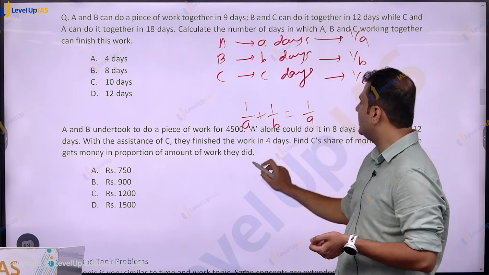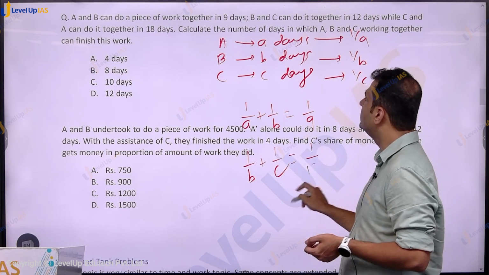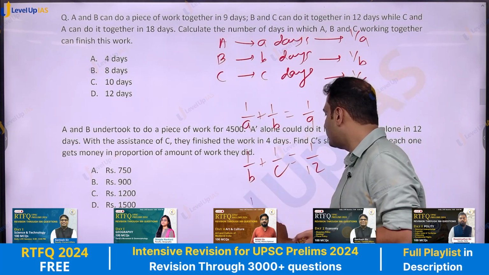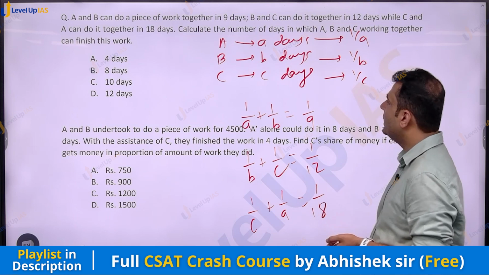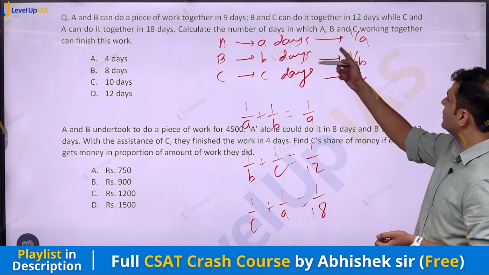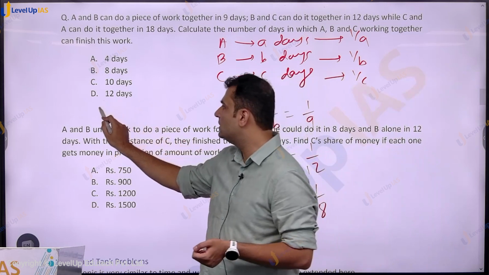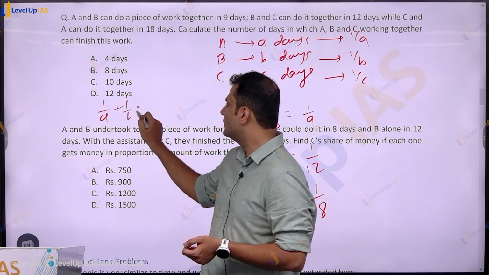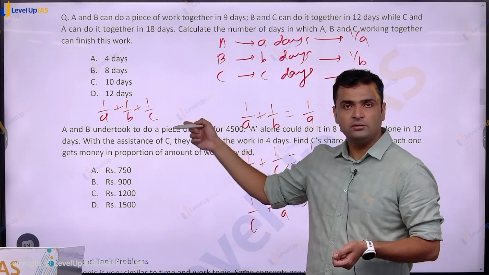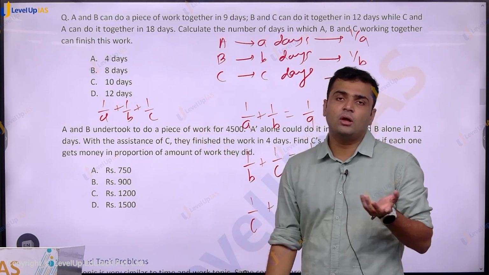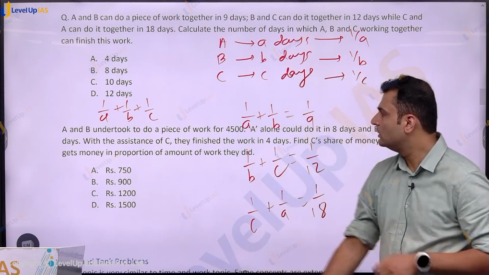B and C in 12 days, so 1 upon B plus 1 upon C is equal to 1 by 12. C and A in 18 days, so 1 upon C plus 1 upon A is equal to 1 upon 18. And what we want to find out? Calculate the number of days in which A, B, C working together can finish the work. So we want 1 by A plus 1 by B plus 1 by C. That much work they will do together in one day. Correct? If all three of them work together, this much work will be done in one day by them. So let us find out.